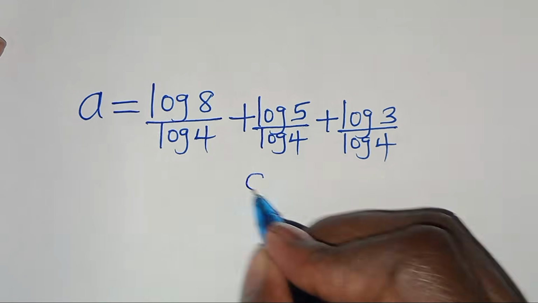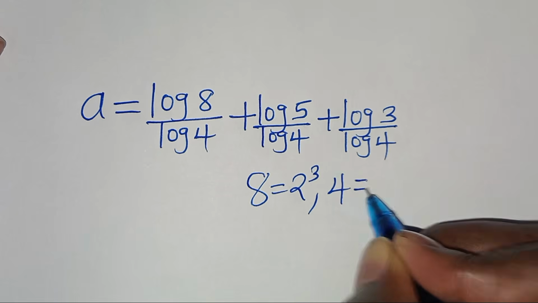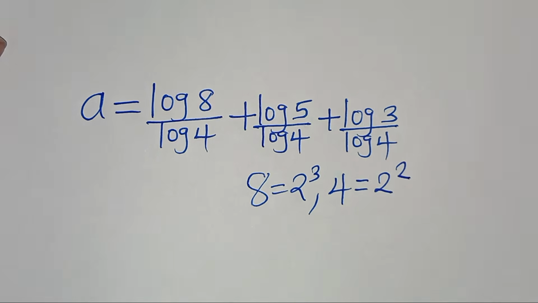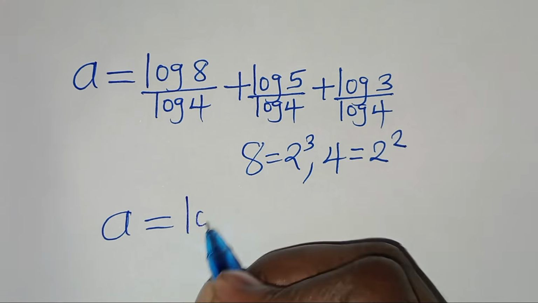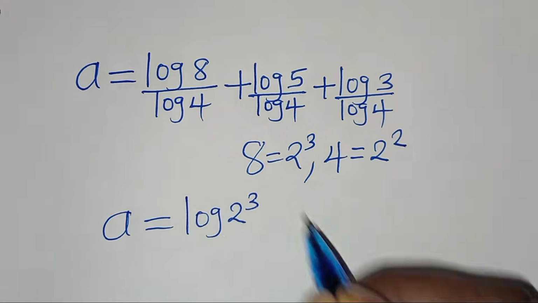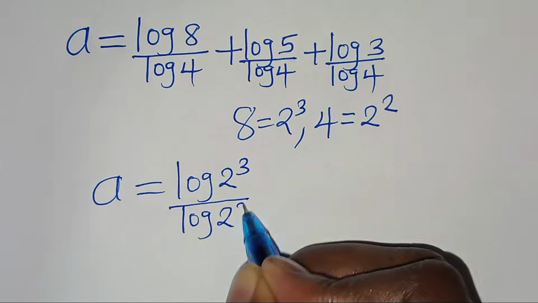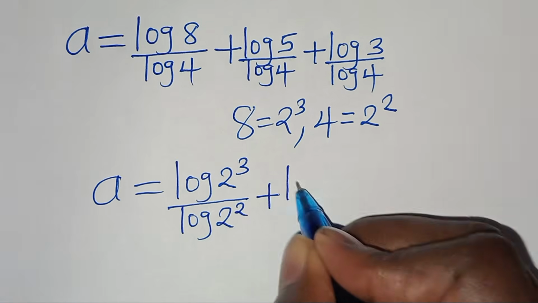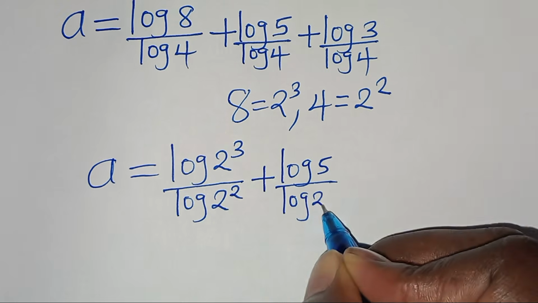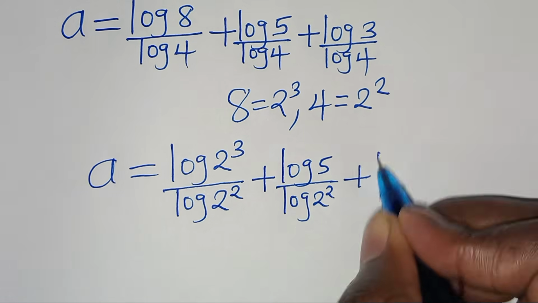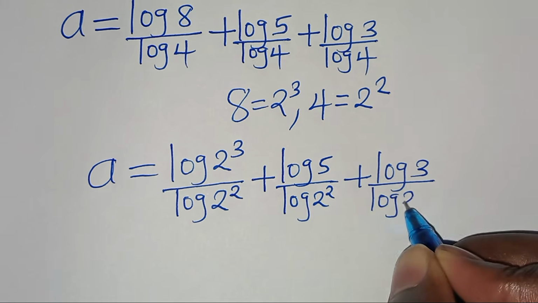Now we can express 8 as 2 to the power of 3, and we can express 4 as 2 to the power of 2. So this implies we have a is equal to log 2 to the power of 3 divided by log 2 to the power of 2, then plus log 5 divided by log 2 to the power of 2, then plus log 3 divided by log 2 to the power of 2.